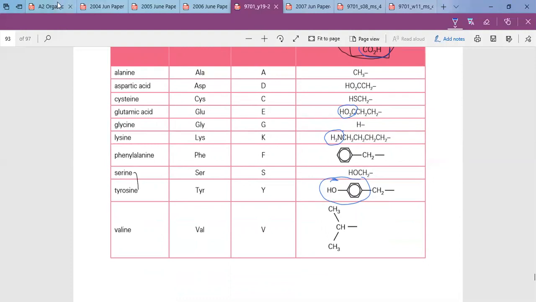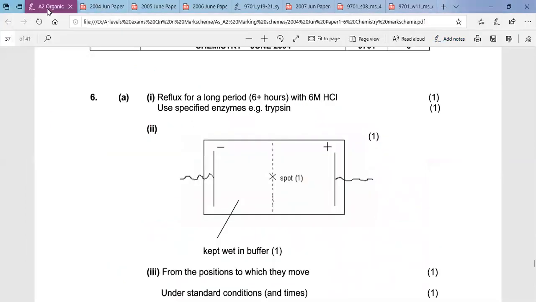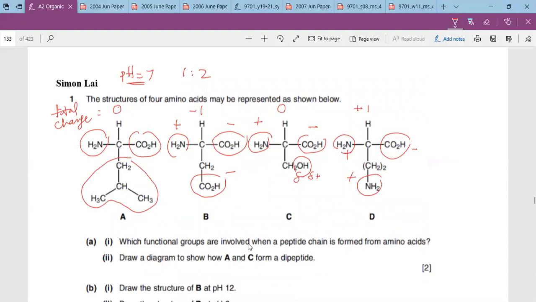Let's go back to our original. With these structures given to you, they ask: which functional groups are involved when a peptide chain is formed? Now I'm going to draw a diagram to show A and C forming a dipeptide. You don't have to worry, you can put C first or A first, it doesn't really matter. Since they say A first, you draw A first.